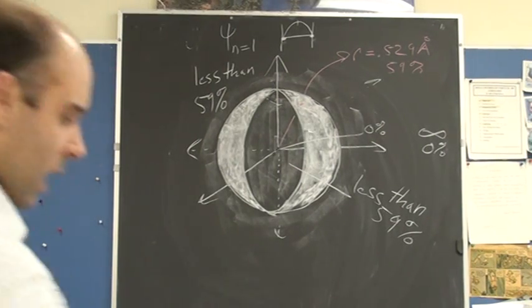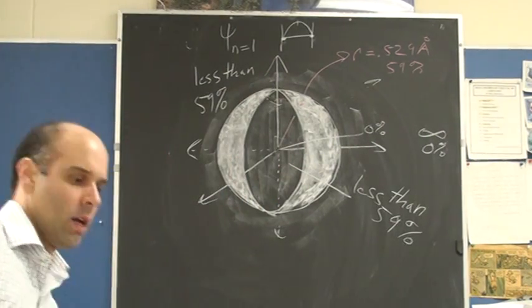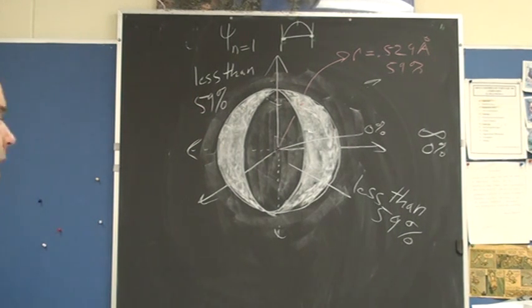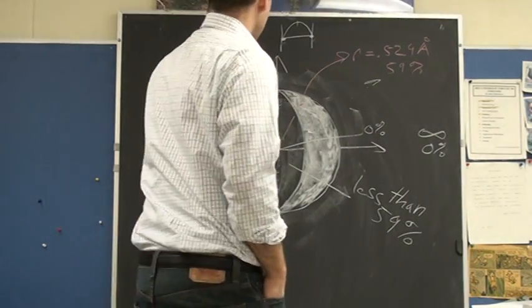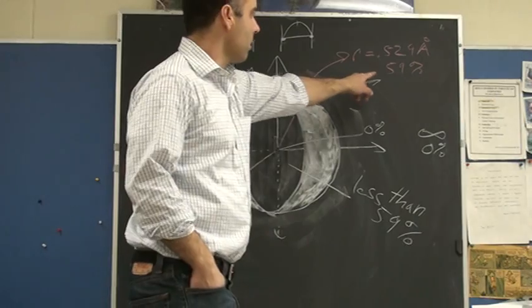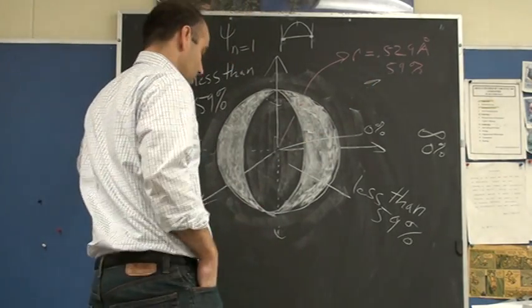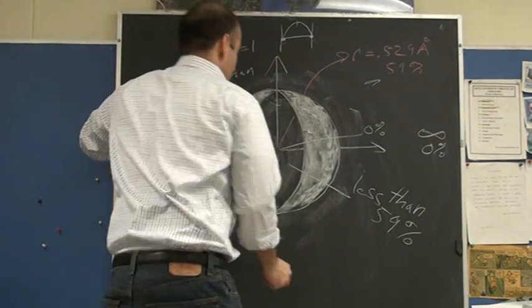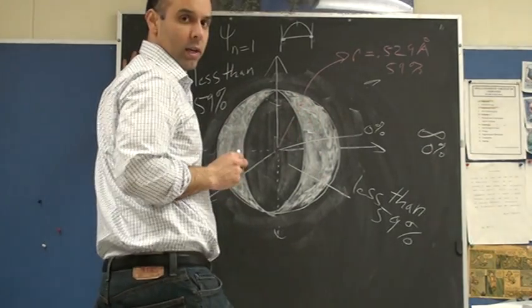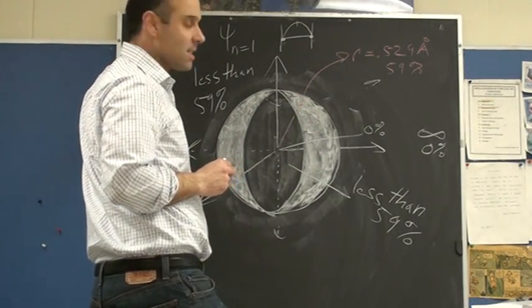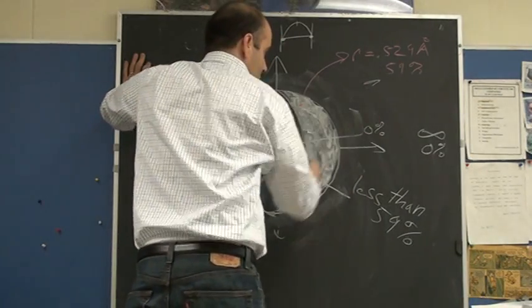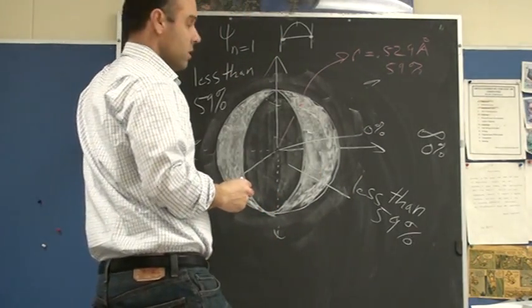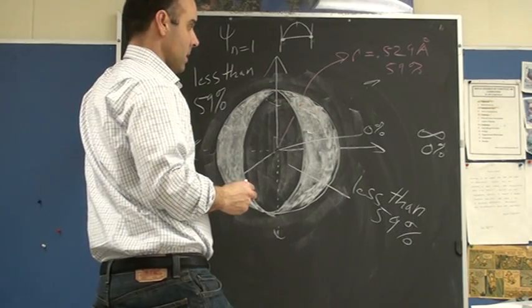So we finished yesterday by drawing a diagram of where you might find the electron. If I go 0.529 angstroms away, the probability of finding an electron is 59%. If I'm closer than 0.529 angstroms, then my probability is less than 59%. If I'm farther than 0.529 angstroms away, my probability begins to decrease and it's less than 59%.